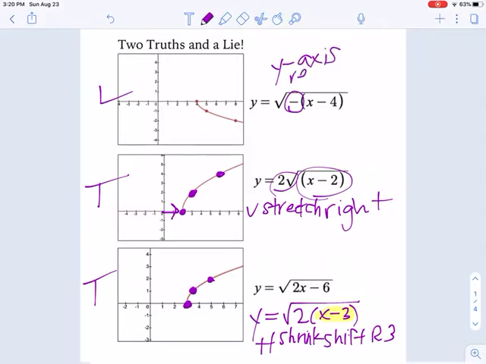When we have a negative inside of our function, that is a y-axis reflection. So we need our square root to be reflected across the y-axis, and then shifted right 4. So this should actually look like this. That is not true.